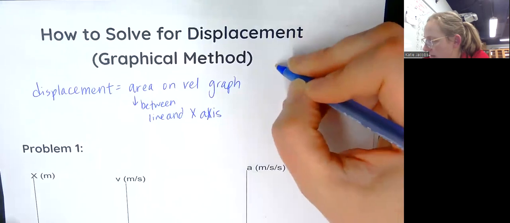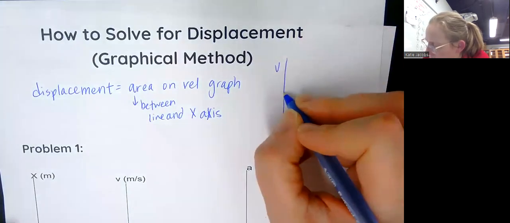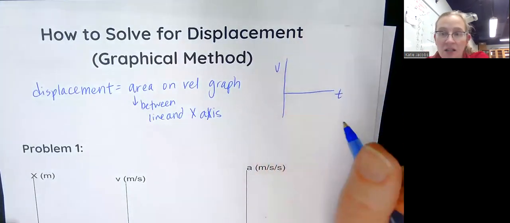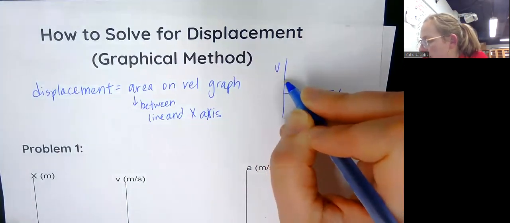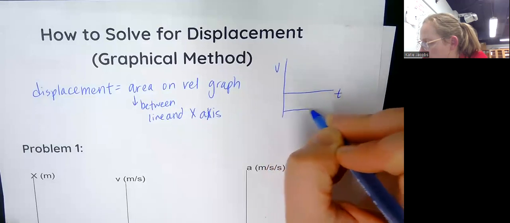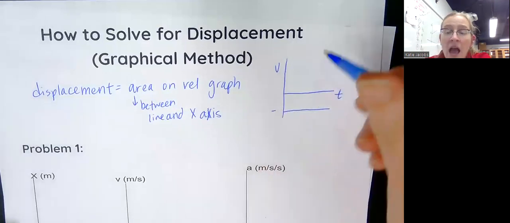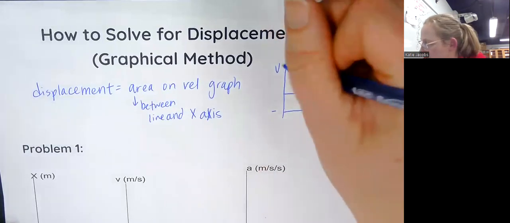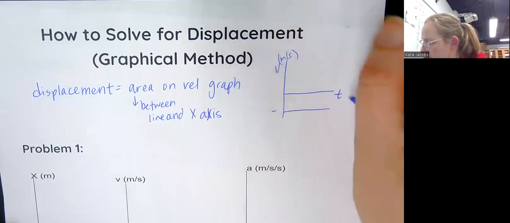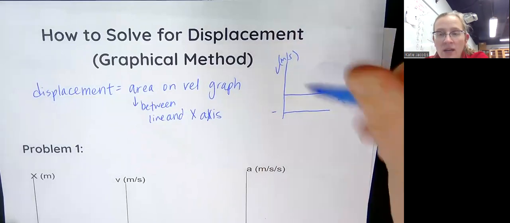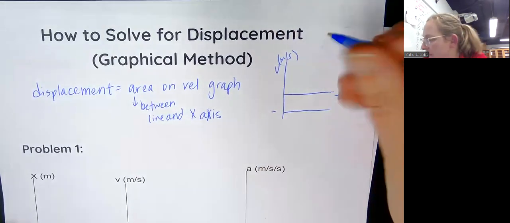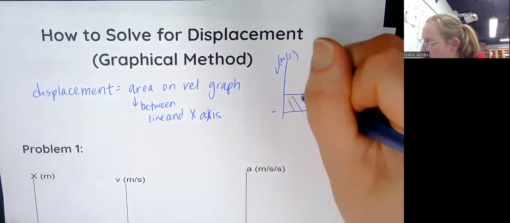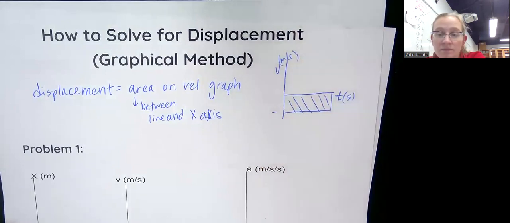When we had a velocity graph in the first semester, we had constant velocity. So we had lines that were flat, like above zero or below zero. I'll do a negative velocity. This was in meters per second. This was in seconds. And we said, okay, we can get the meters traveled. We can get the displacement from this graph by finding the area of this rectangle.